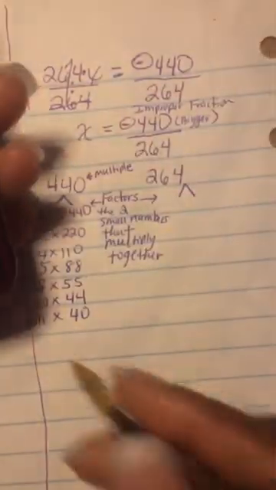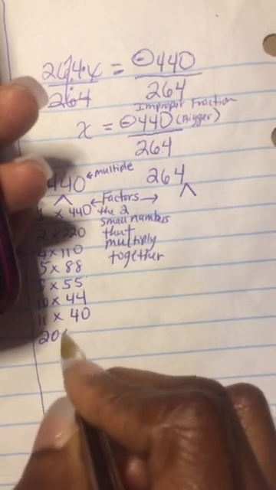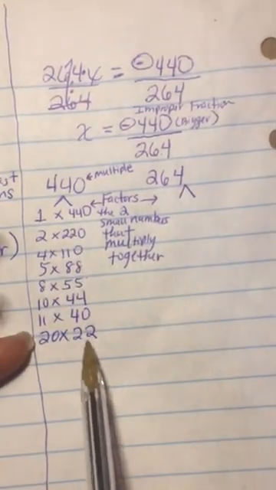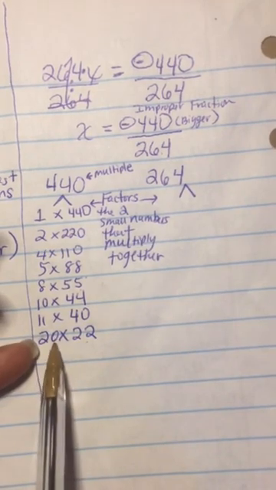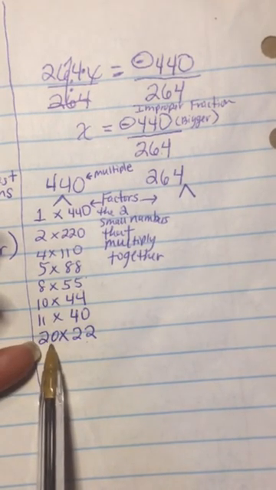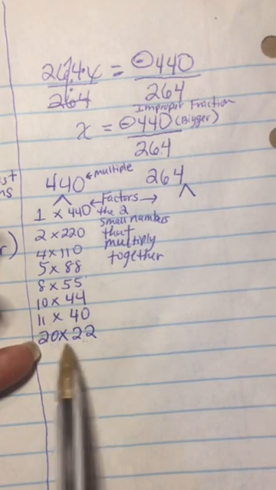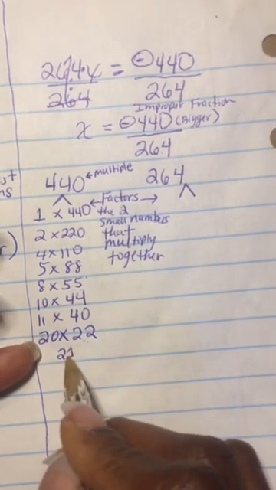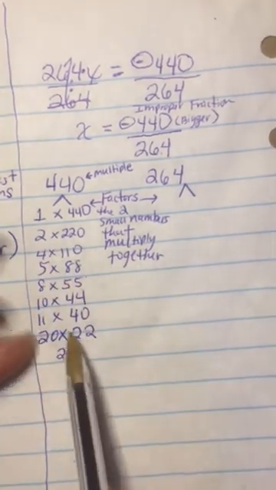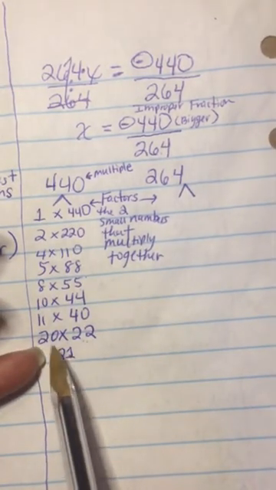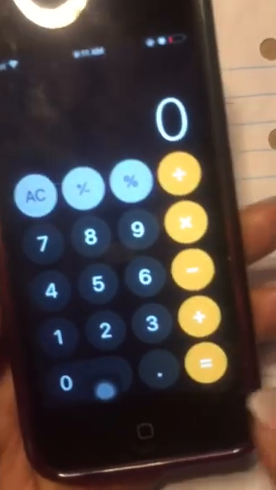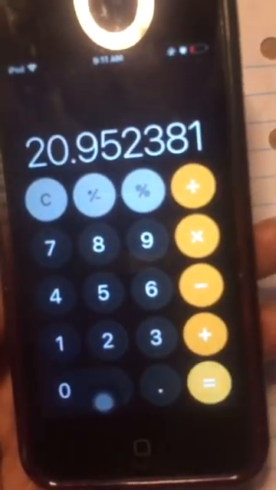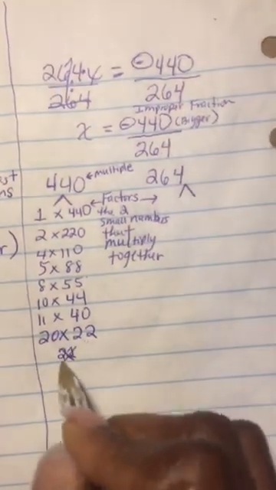and we got 22. So we have 20 times 22. And this is how you know that you're almost done with the factors. Now all we need to do is try the numbers between 20 and 22. The only number between 20 and 22 is 21. So let's see if 21 is a factor. If 21 is not a factor, that means that we're done. So now 440 divided by 21 gives us a decimal, so that means that 21 is not a factor.